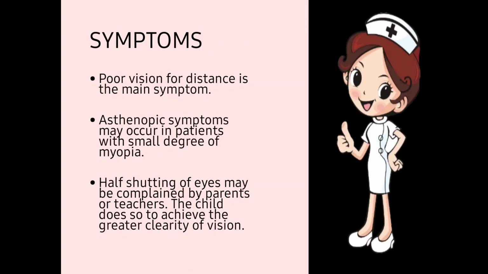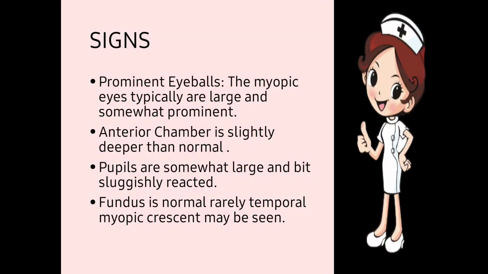Half shutting of the eyes may be complained of by the parents or teachers. When the child is going to school, the teacher will complain that he or she half shuts the eyes and looks at the blackboard in order to achieve clear vision. You can see that she has shut half of her eyes while looking at the letters, and it gives more clarity.